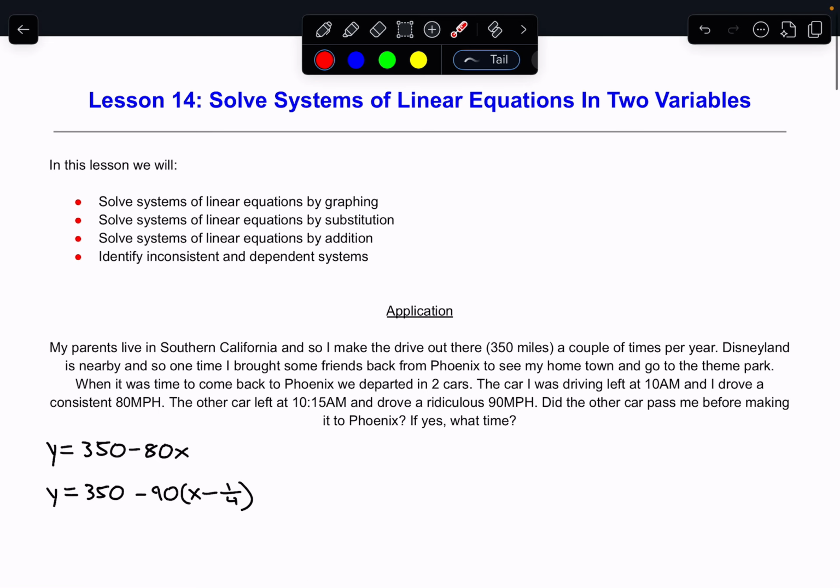So the application here is a real life thing that I've dealt with. And believe it or not, you can use math in real life if you want to. So it says, my parents live in Southern California, and so I make the drive out there, it's about 350 miles, a couple times per year. Disneyland is nearby, and so one time I brought some friends back from Phoenix to see my hometown and go to the theme park. When it was time to come back to Phoenix, we departed in two cars.